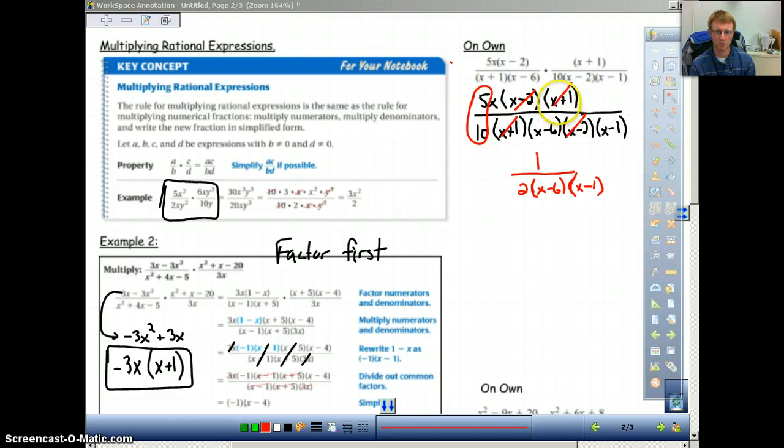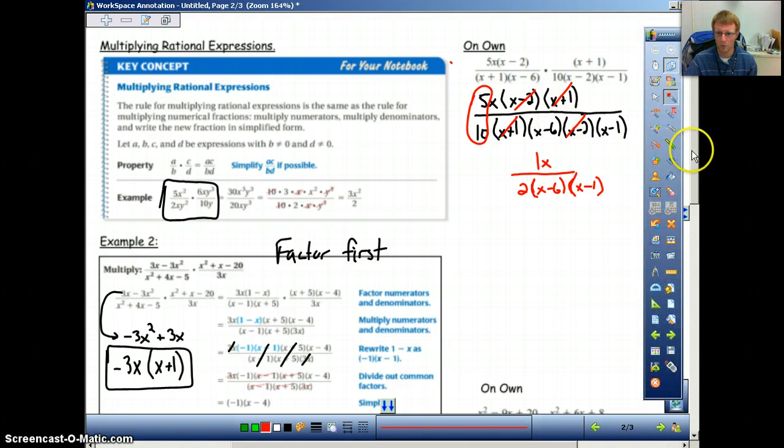The x minus 2 and x plus 1 cancel out, so all we were left with was x minus 6 and x minus 1 on the bottom. Make sure that if there's nothing left on the top, then it's going to just be 1. Okay, so that should actually be 1, and actually there's one problem with that. That should be 1x, I'm sorry. So it's 1x on top, and we have 2 times x minus 6 times x minus 1 on the bottom.